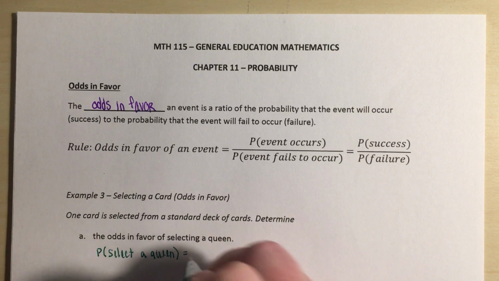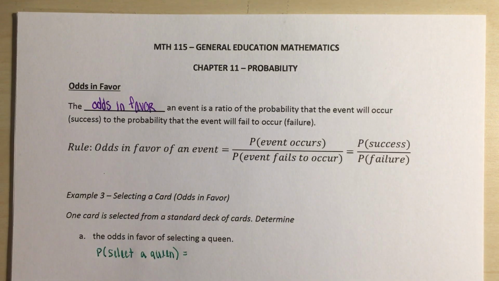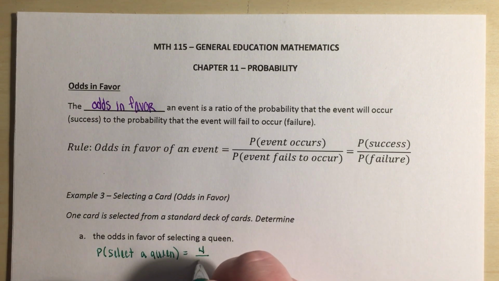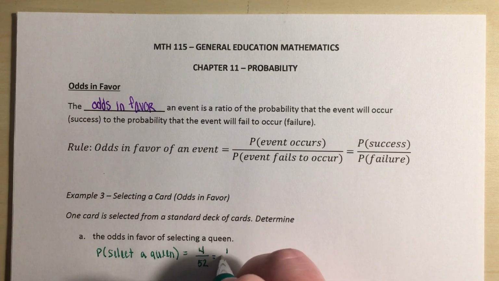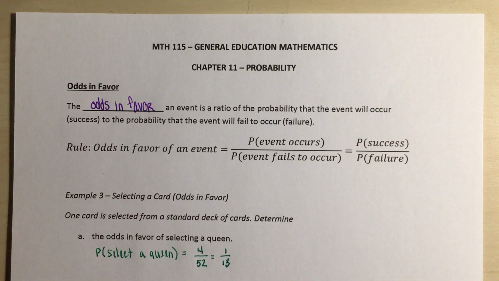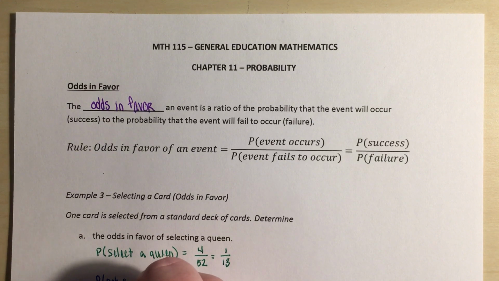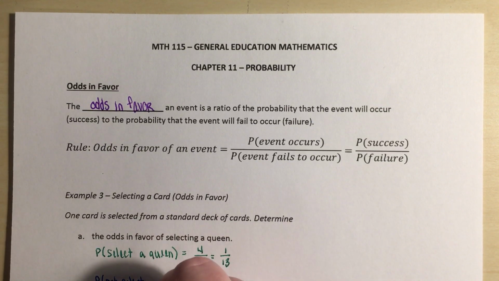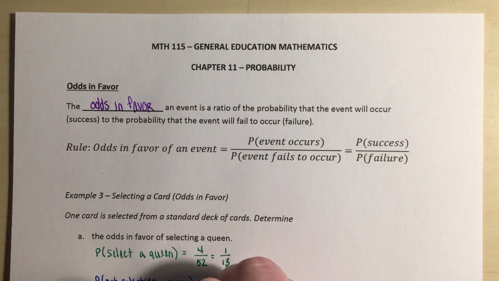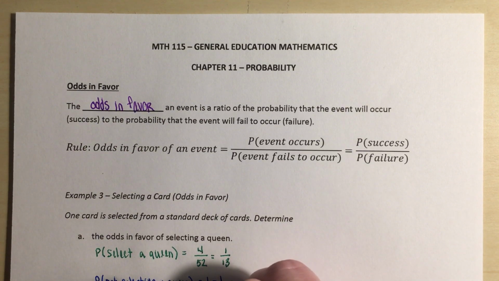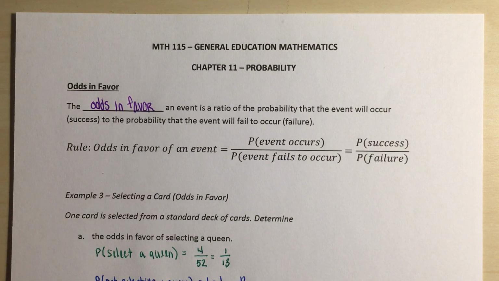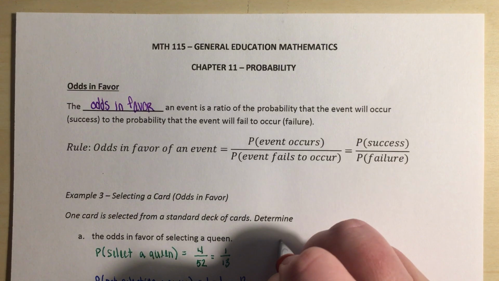Right, so if we go back to that image from section 11.1 that had our deck of cards, or you might know off the top of your head, we have 4 queens in a deck of cards. 4 out of 52 reduces to 1 out of 13. Our probability of not selecting a queen, we're going to use our complement. 1 minus 1 over 13 is going to give us 12 over 13. All right, so we're asked for odds in favor.